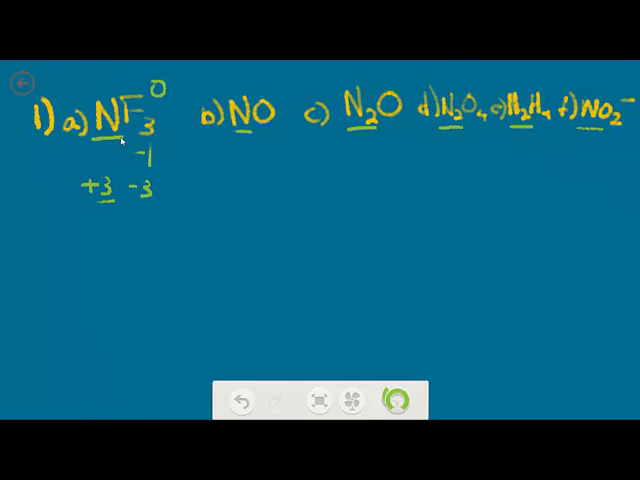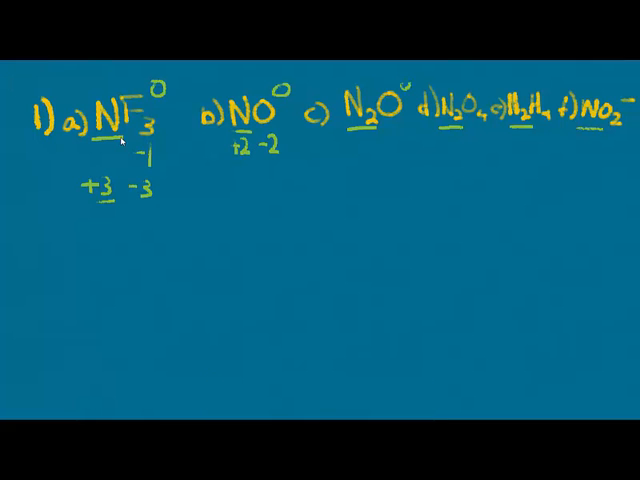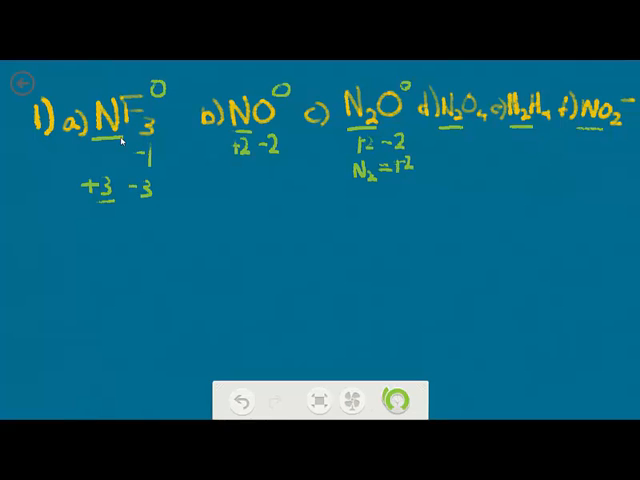Okay, NO. Again, kind of similar. We'll have oxygen being -2, as it always is, and thus making nitrogen +2. Here, oxygen being -2, nitrogen being +2. However, that is N2 equals +2. And since we have 2 nitrogen atoms, obviously that would be divided by 2, and the overall charge for nitrogen would be +1.